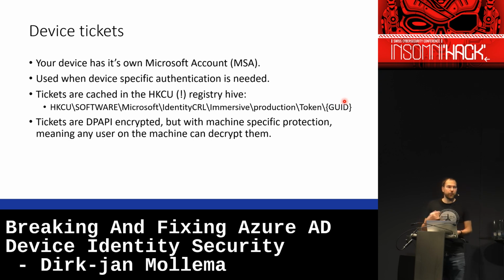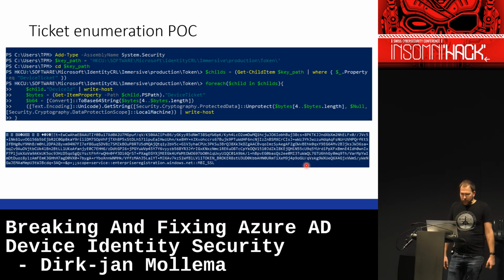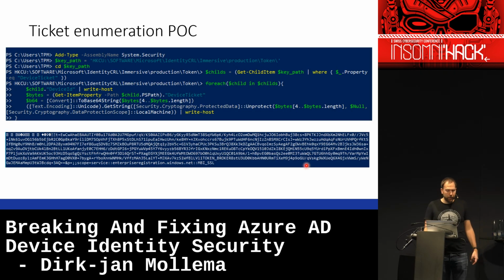So any tickets that were used in your user session, you can query from here. They are DPAPI protected, but the protection is tied to the machine, so any user on the machine can decrypt them. You can just enumerate these using PowerShell. By enumerating these keys and then decrypting them, we find this token. Here we also see the token scope is enterpriseregistration.windows.net. So it's a device ticket for the device registration.